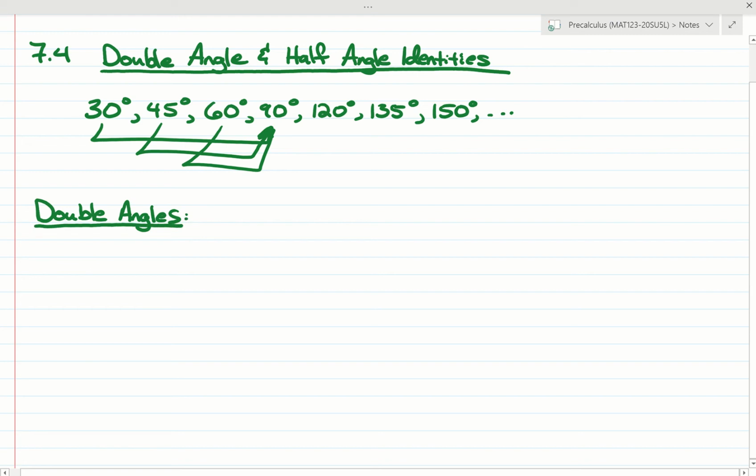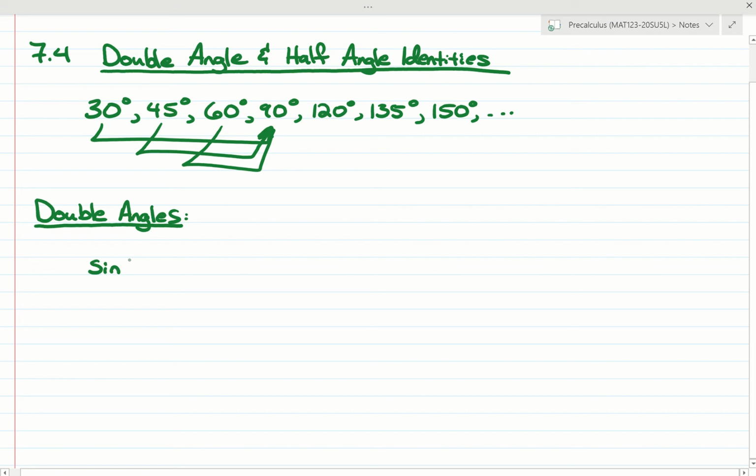So let's say if we wanted to figure out the cosine of 60, what we could do is we could actually use 30 to figure that out. We'll see some other examples later on of when it's necessary to use a double angle formula. But let me show you what these formulas are first.